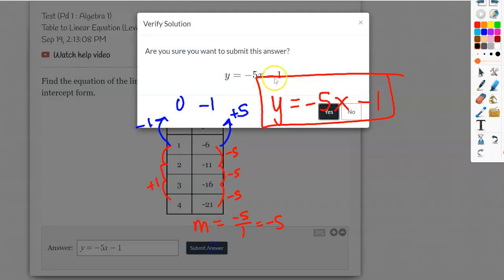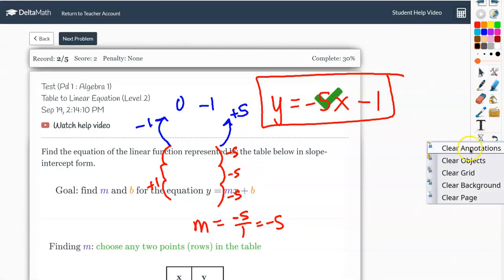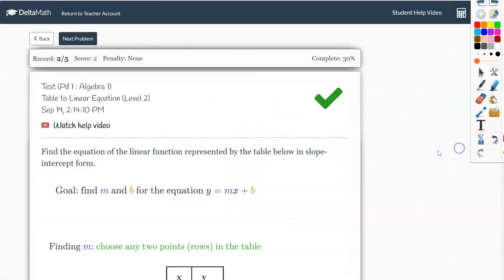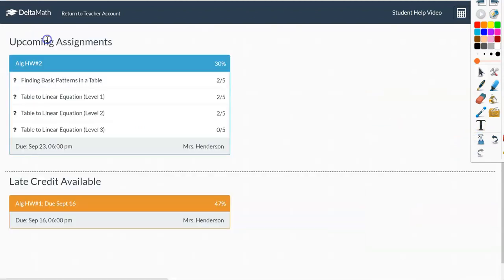Awesome. Submit this, clear my ink. All right, I think you're getting the hang of it. Now let's go to level 3.